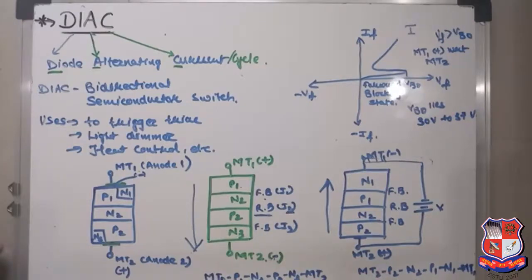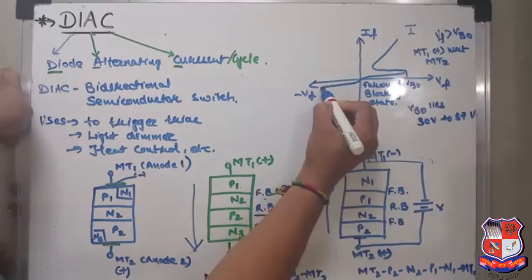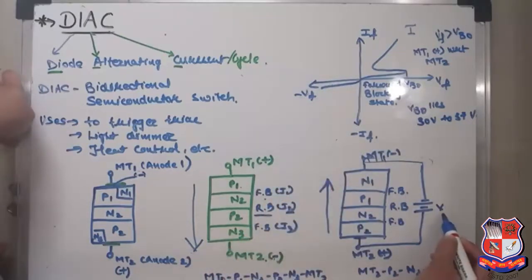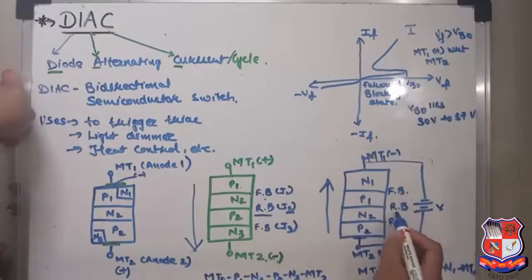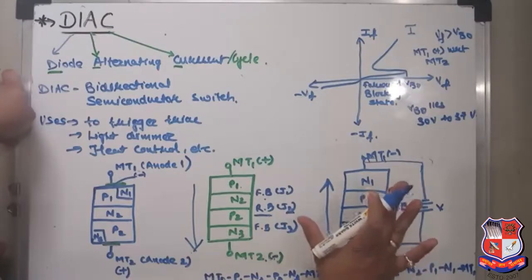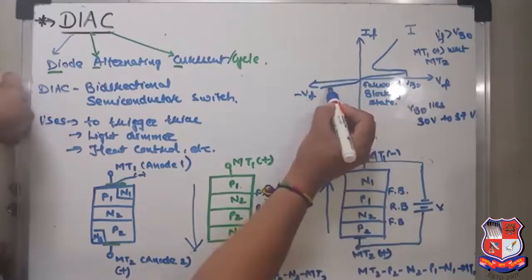So the functioning is exactly similar to the previous mode, but the characteristics lie in the third quadrant. Now when your voltage is less than the breakover voltage, at that time what happens? Your device is forward bias, but still due to the reverse bias junction of P1 and N2, your device can't allow the flow of current. Only a very small amount of current flows due to thermally generated minority carriers.